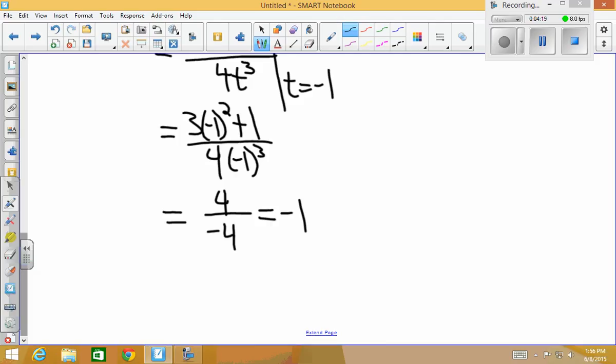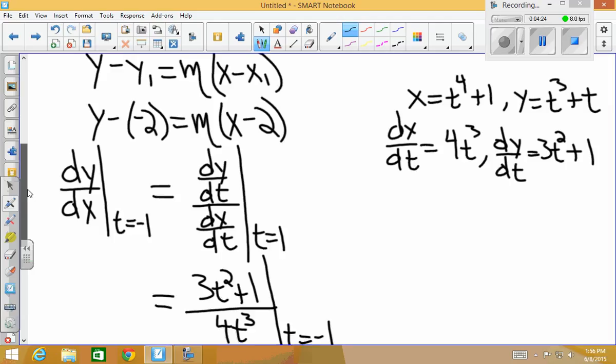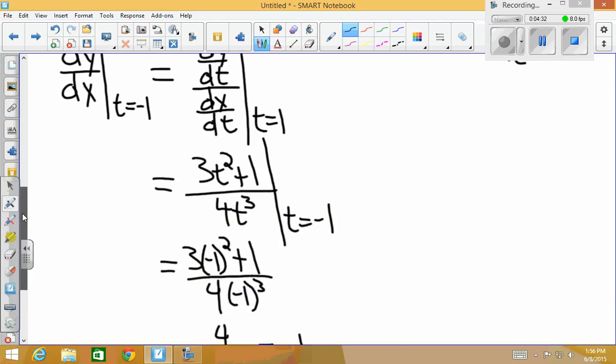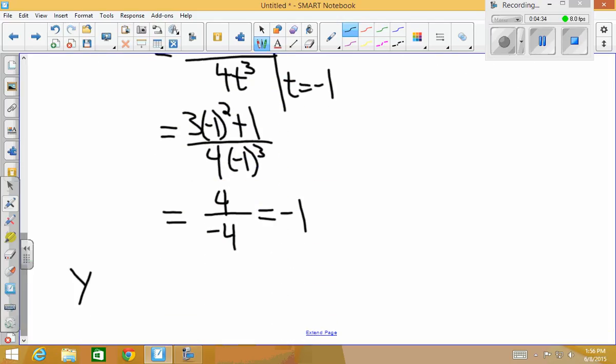So finally we can say that y, remember we wrote our equation up here, y minus -2 equals m times x minus 2. We can rewrite that. We know what m is. We can also say that y minus -2 is the same as y plus 2 equals -1 times x minus 2. This is an equation of the line that's tangent to that parametric curve when t is equal to -1.